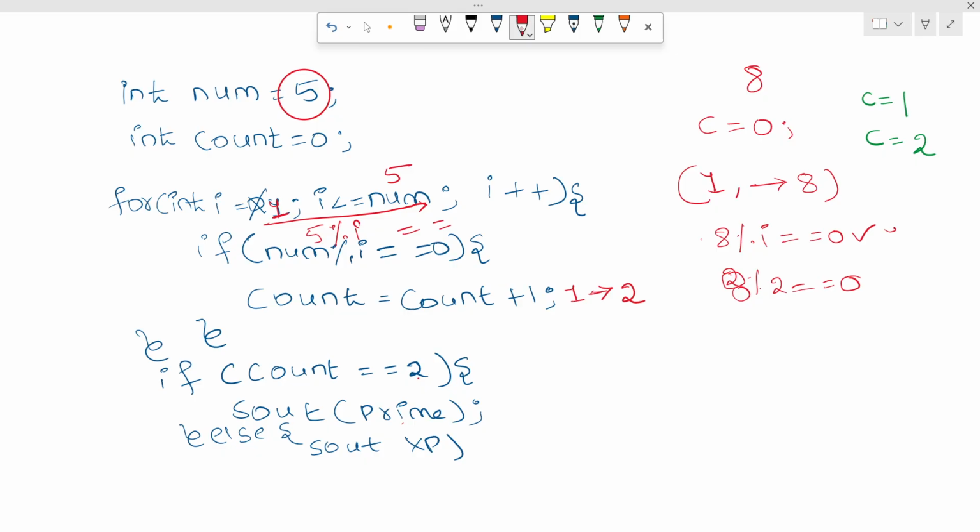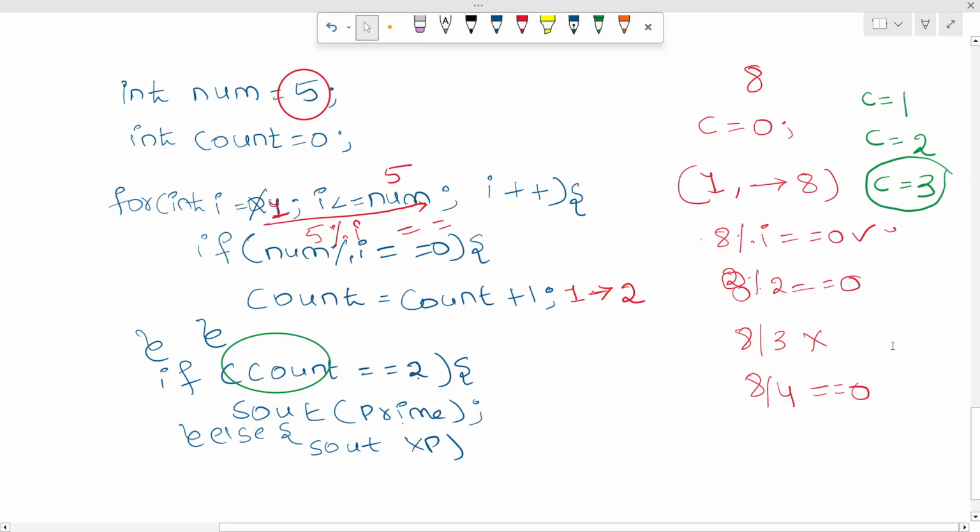Then 8 by 3, it's not divisible. 8 by 4, it's divisible 2 times and leaves remainder 0, so we can say that count is 3. That means the count value is exceeding 2. What is our condition here? If the count is double equals to 2, in that case we can say that the given number is prime, because the prime definition is that the number has to be divisible by 1 and itself. Only then can we say that the given number is a prime number. And that is the intuition and the code.